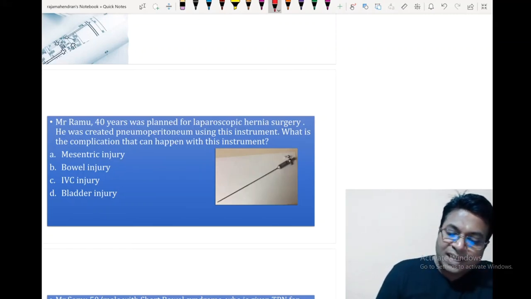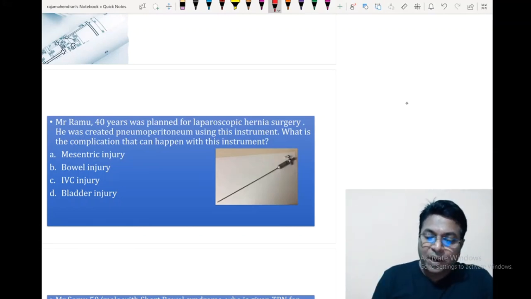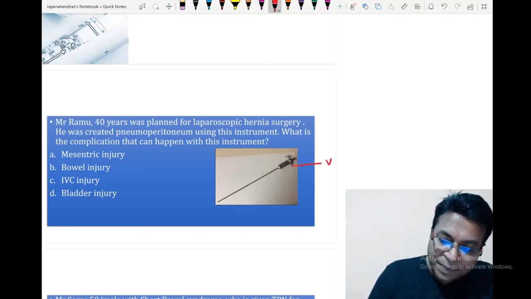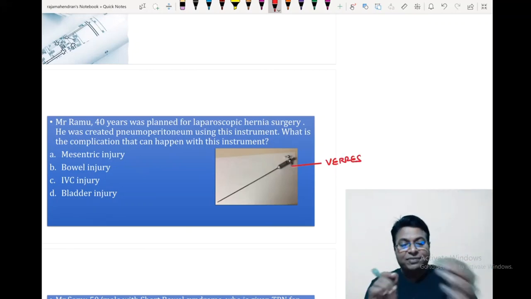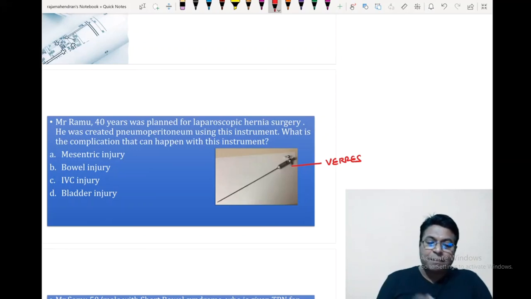Mr. Ramu, 40 years, was planned for a laparoscopic hernia surgery. He was created pneumoperitoneum using this instrument. You know this very well. This is Veress needle. So this needle is having a safety valve. What is the complication that can happen with this instrument?